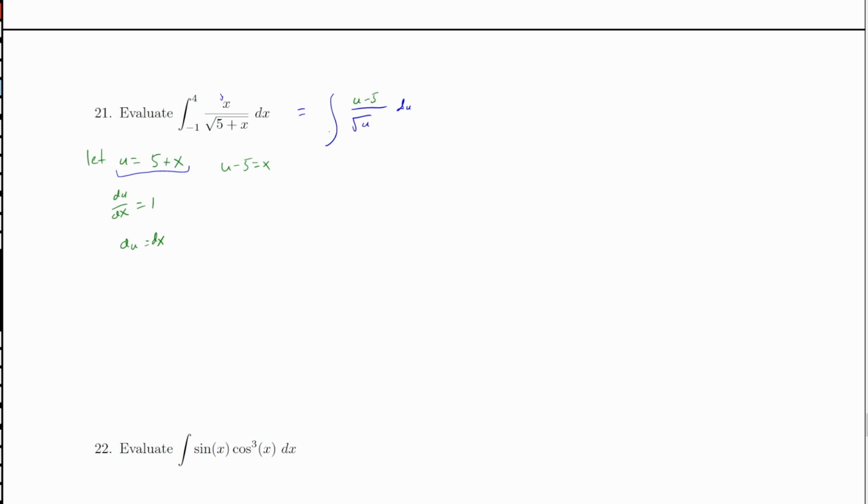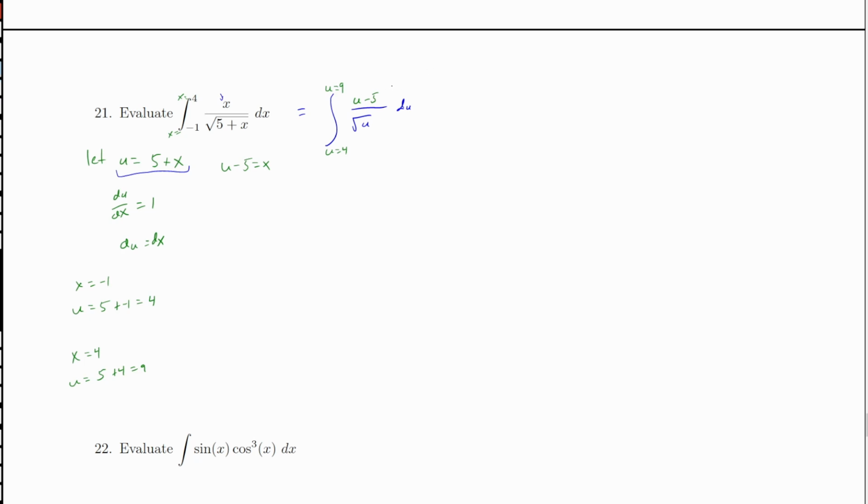Since I'm switching everything over from x's to u's, these are x values that I start with. Let's switch them over to u values also. So when x is equal to negative 1, u is equal to 5 plus negative 1, or 4. When x is equal to 4, u is equal to 5 plus 4, or 9. Okay. So when I switch from x's over to u's, I can change my limits of integration, and then I never have to go back to x's.